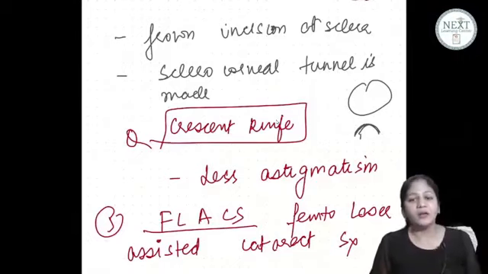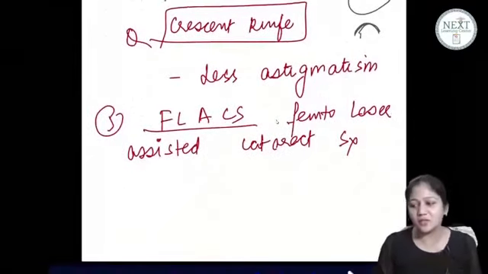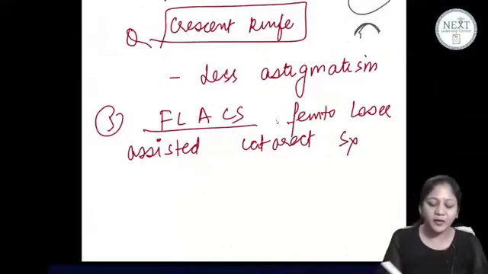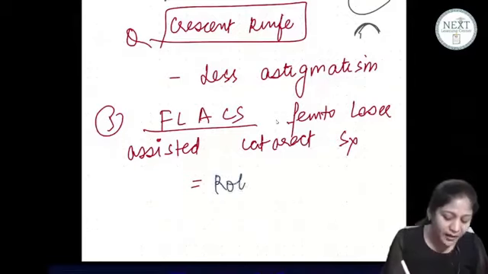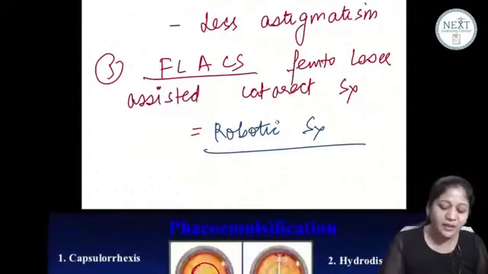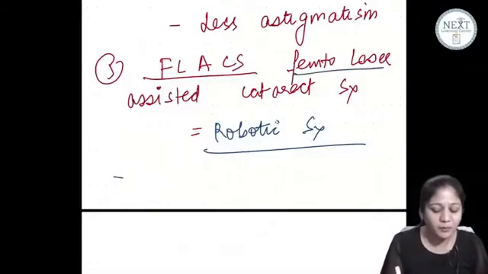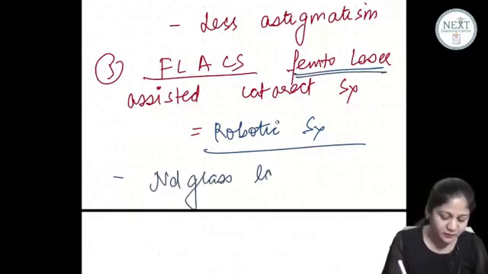So for that we have femto laser assisted cataract surgery. ठीक है? Femto laser assisted cataract surgery. This surgery is also called robotic surgery. Isn't this a fancy thing? A cataract surgery by a robo. Actually, this is not a robo. This is basically your laser surgery by femto laser. So this femto laser is actually an ND glass laser.